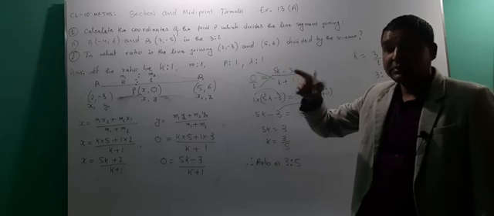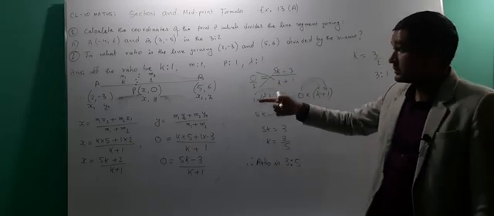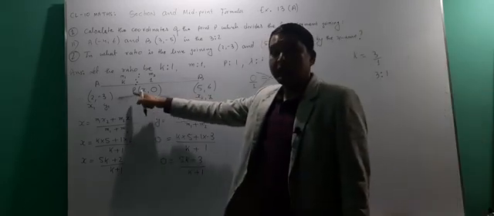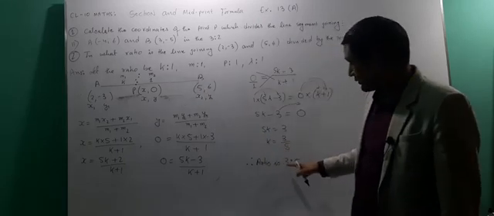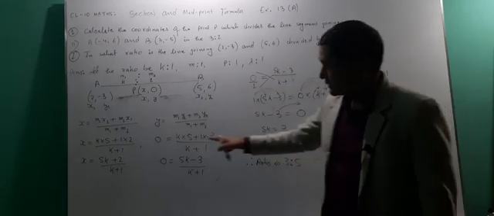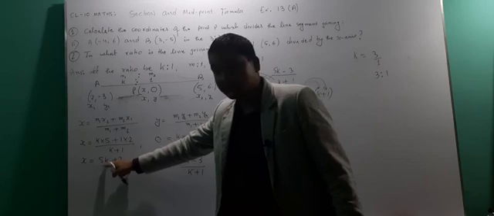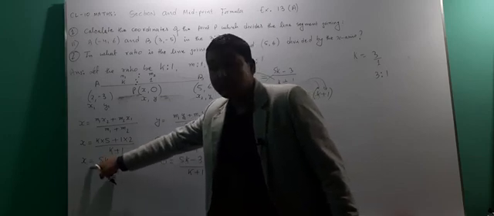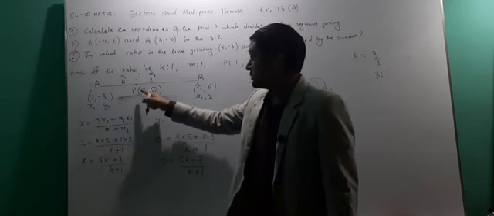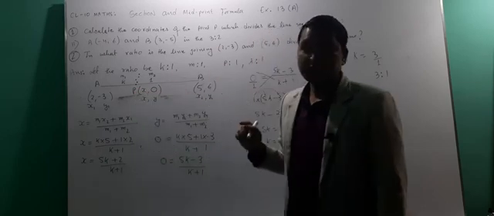Sometimes the question asks to find the coordinate of the dividing point, that means the coordinate of P. In that case, after getting the value of k, substitute k by its value here, then simplify to get the value of x. After getting the value of x, substitute here to get the coordinate of the dividing point.